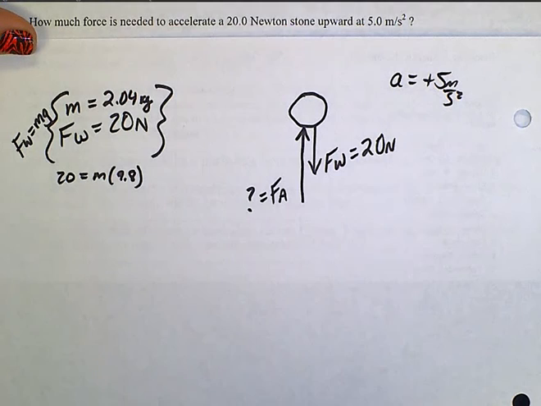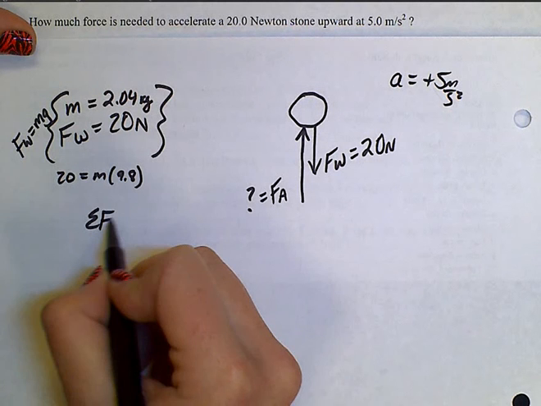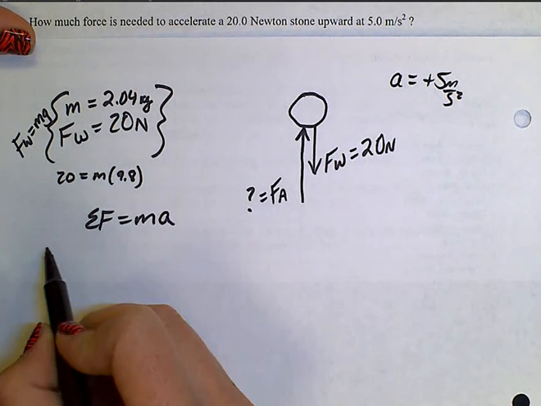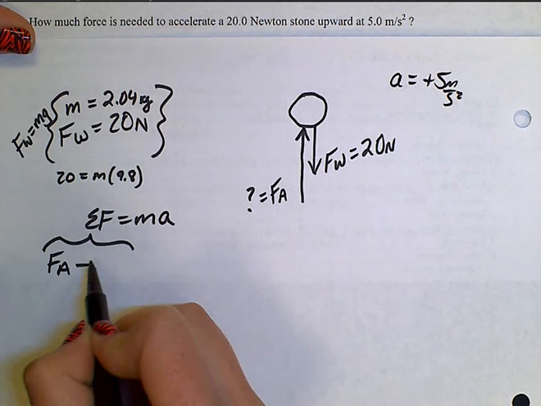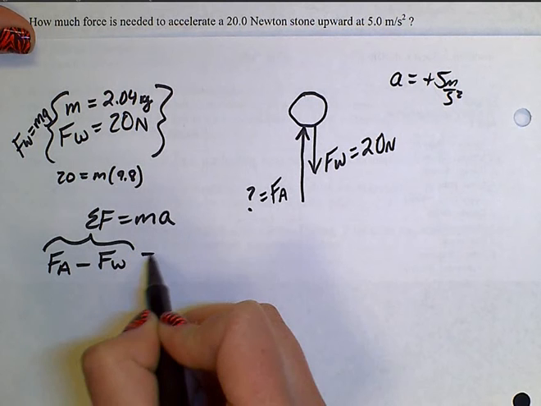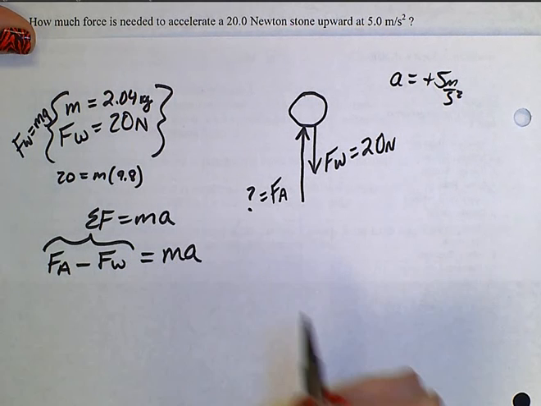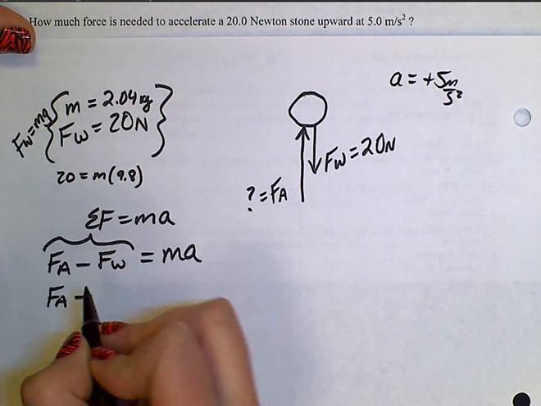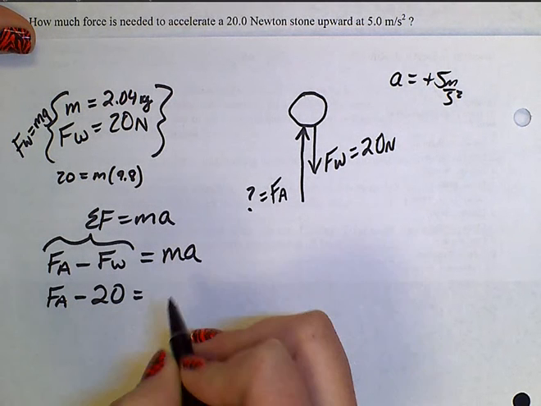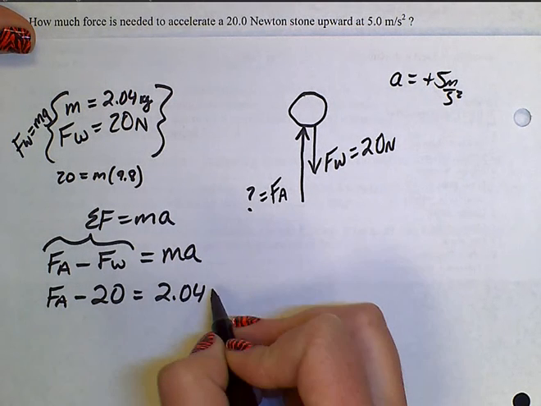Alright, I have my mass, my weight, I have my free body diagram. I'm ready to sum the forces and set it equal to m times a. Again, in this case, I only have two forces. I have the force applied that's going to throw it up, minus the weight, because it's pointing down. And then fill in your numbers. I don't know what FA is. FA minus the weight equals the mass times 5.